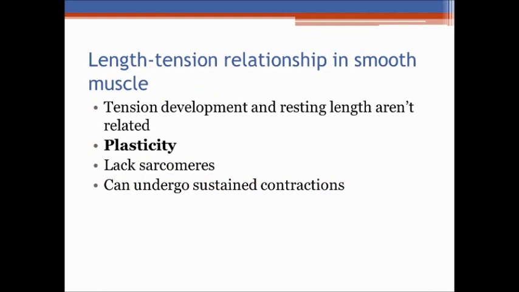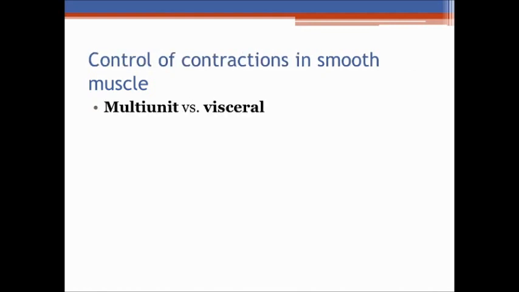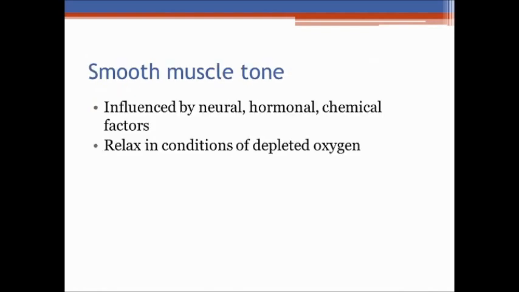Tension development and resting length aren't related in smooth muscle, and this is because stretched muscles can adapt to their new length, and that's called plasticity. So they can continue to contract even when they're at a stretched length for them. They also lack sarcomeres and can undergo sustained contractions. Multi-unit smooth muscle relies on motor units, while visceral does not. The tone of smooth muscle is influenced by neural, hormonal, and chemical factors, and it relaxes in conditions of depleted oxygen.